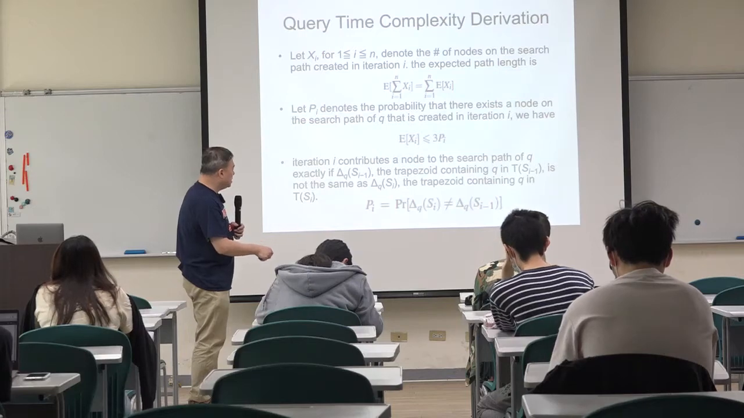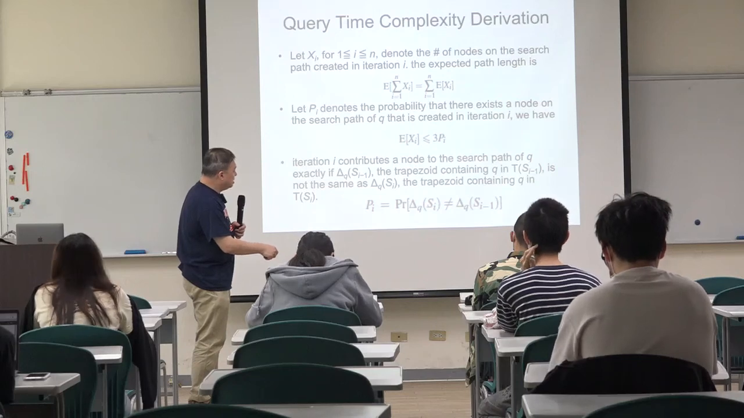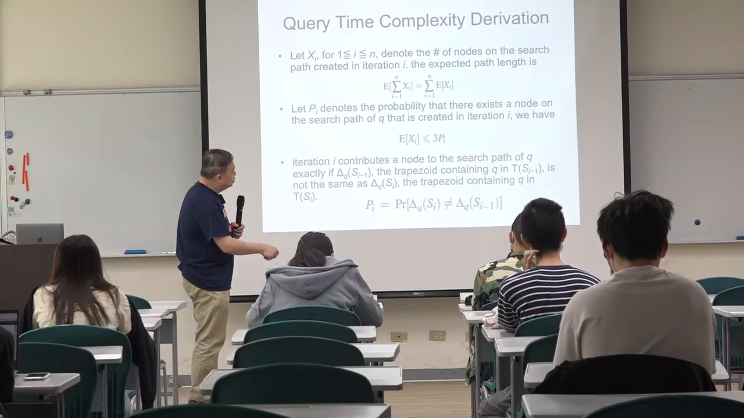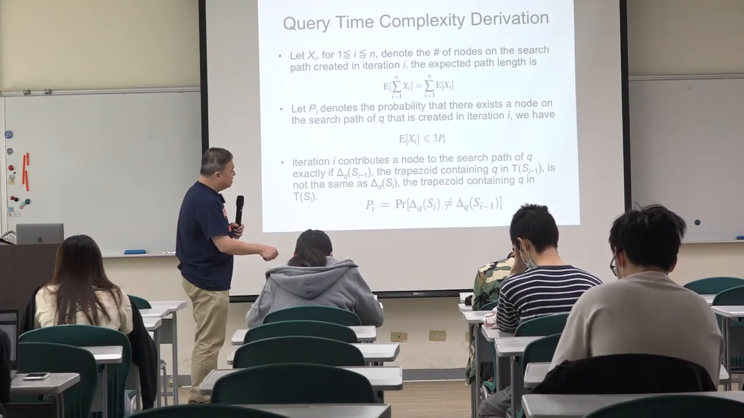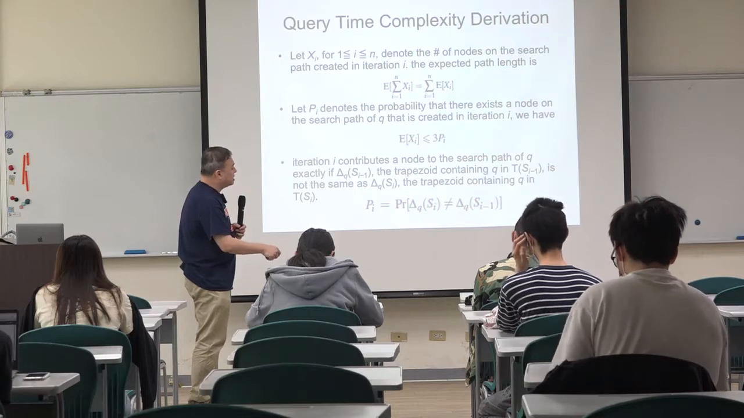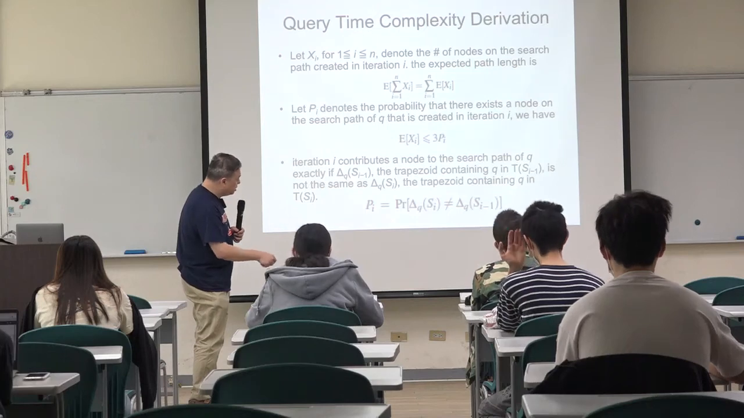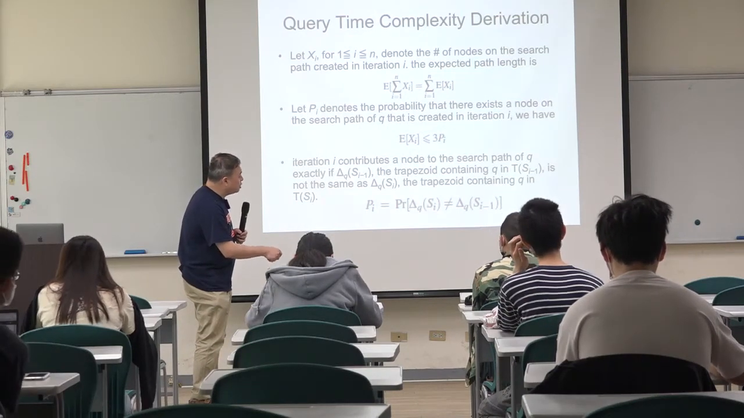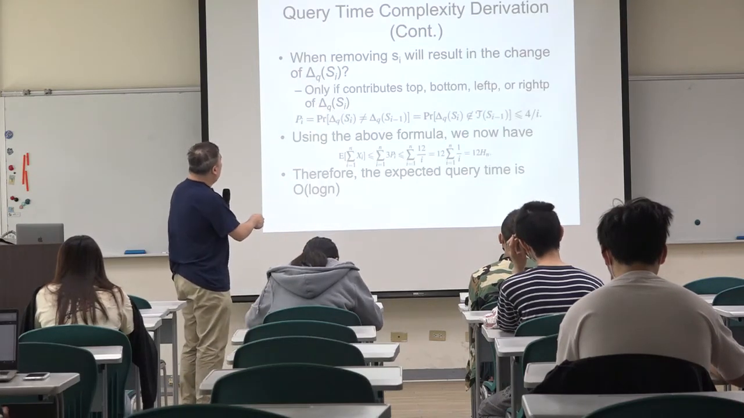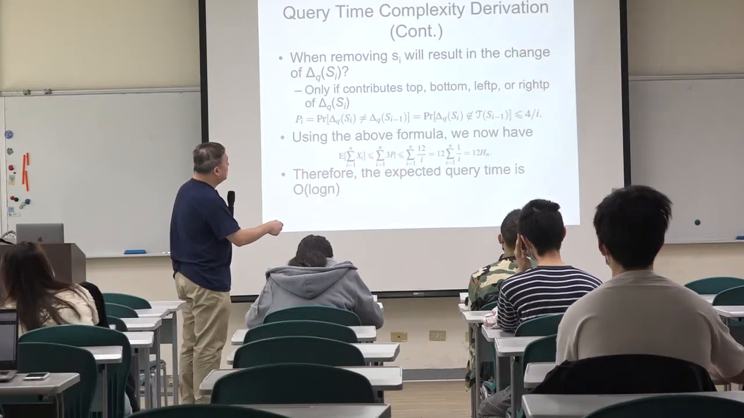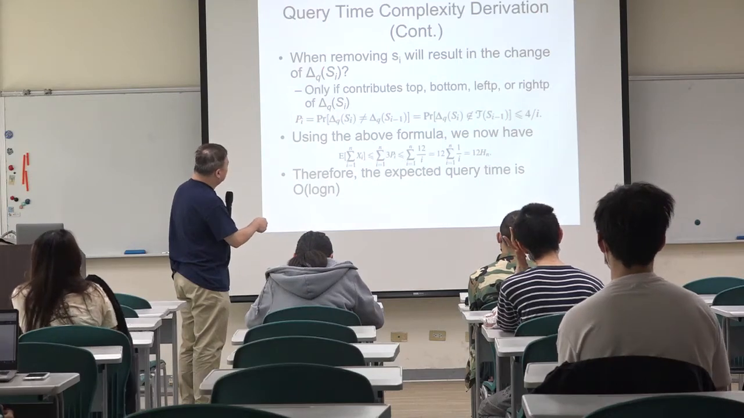So we know Pi represents the probability that the trapezoid that contains Q in iteration i is not the same as the trapezoid that contains Q in iteration i minus 1. So in what situation are you going to have this? When removing Si will result in a change of the trapezoid that contains Q in Si.